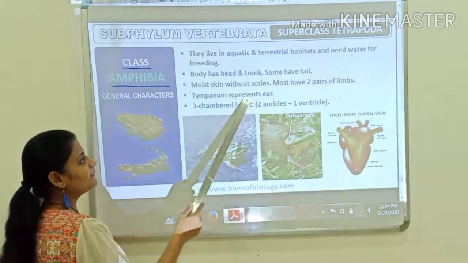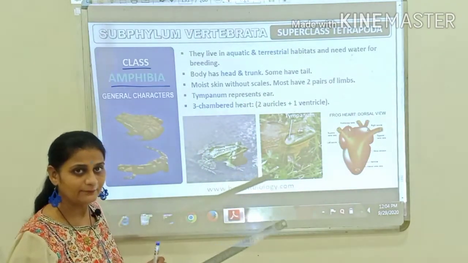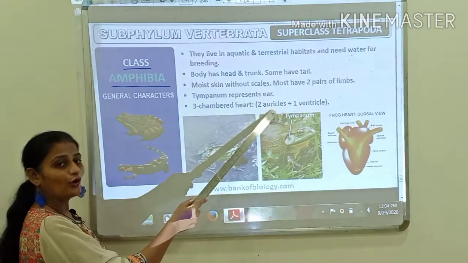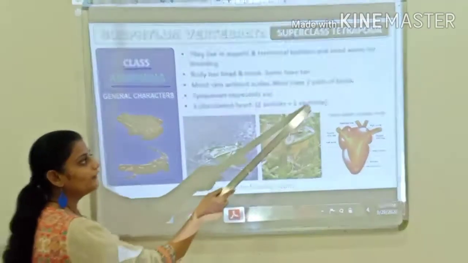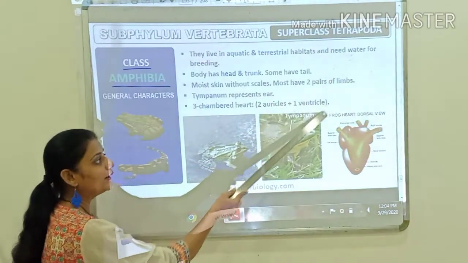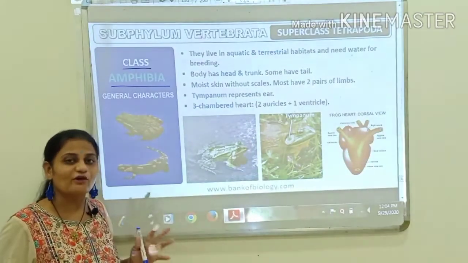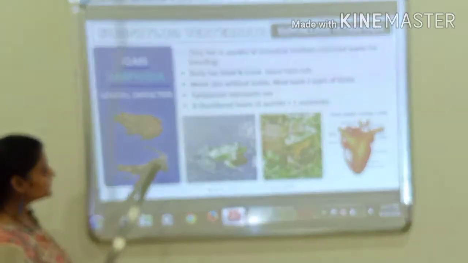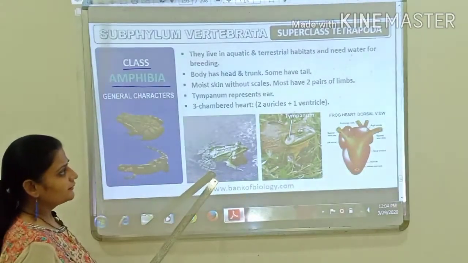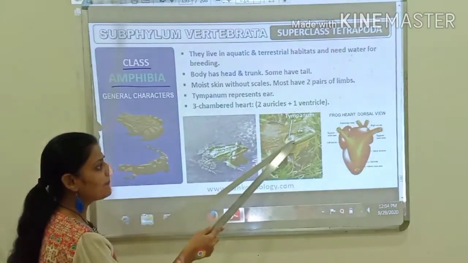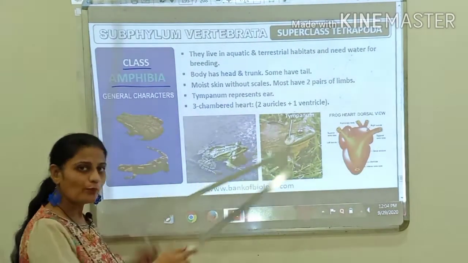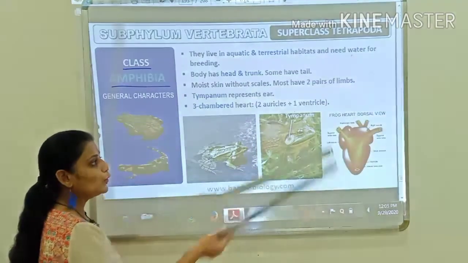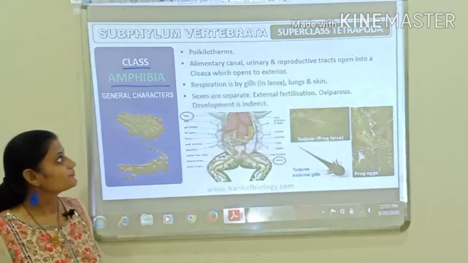And tympanum represents the ear. Tympanum is the part which is considered as ear in amphibians, and they have a 3 chambered heart. 2 auricles are there, means the upper chambers, and 1 ventricle is there, right? As there is only 1 ventricle, there is mixing of oxygenated and deoxygenated blood in such organisms. So you can see frog, salamander. These are the amphibians, and this is the tympanum. It is the external ear, the opening which represents the ear. And they have the 3 chambered heart, where 2 auricles and 1 ventricle are present.